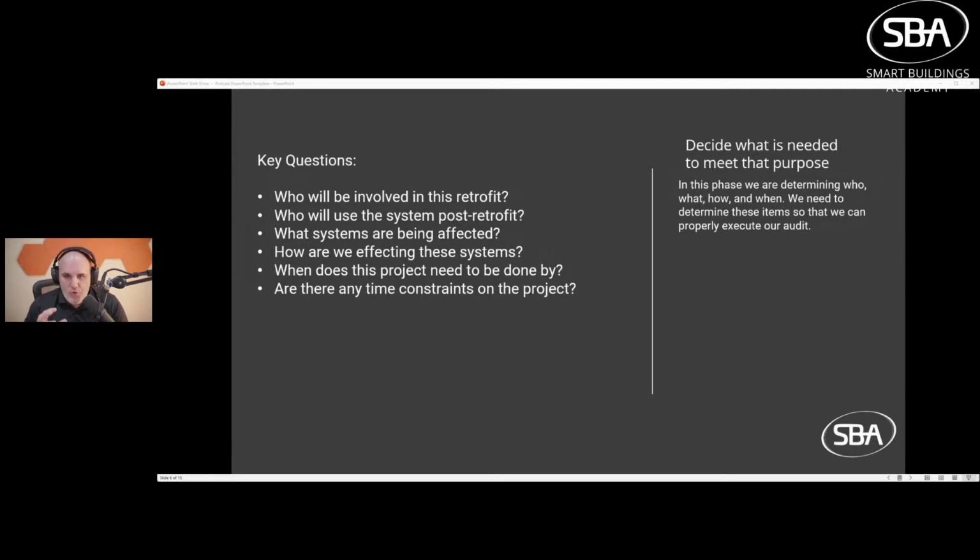Like, who is going to be the end user? How are they going to be using it? When are they going to be using it? This will all affect our to-be system architecture. So right now we have an as-is architecture that we haven't audited yet, so we don't have a good picture of what exactly exists.